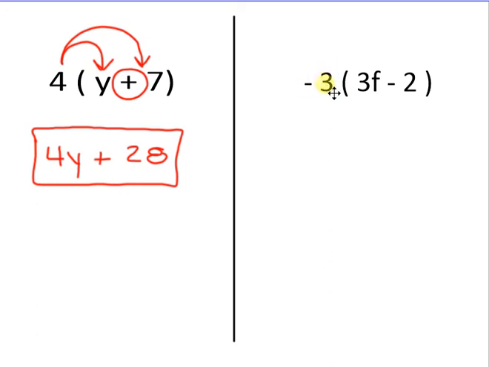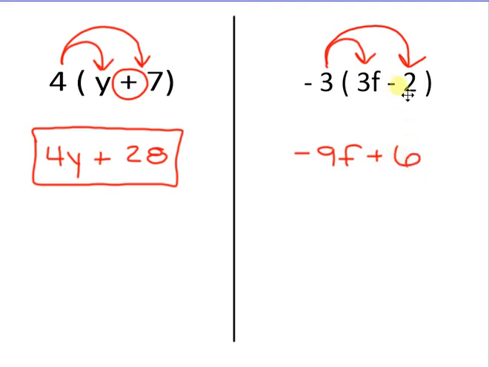All right, here I have a negative 3 on the outside that I need to distribute. So, negative 3 times 3f. Now, I'm still multiplying the number times the number. I'm just also including the letter. So, negative 3 times 3f is negative 9f. Okay? And then negative 3 times negative 2 is positive 6.